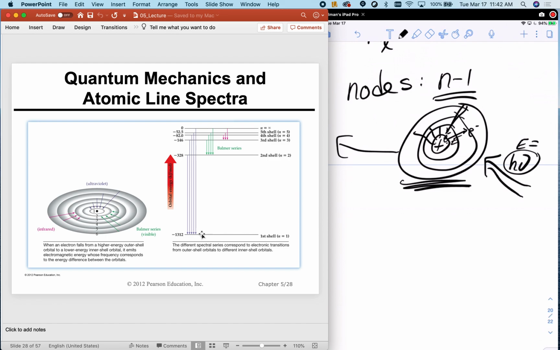Okay, and so these are the transitions. This is kind of the Bohr model view of it. This is shown, I guess, relaxing and then emitting radiation. And so there are 2 ways.